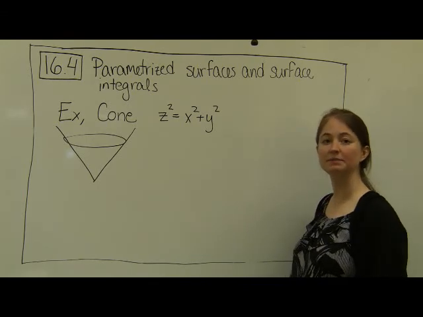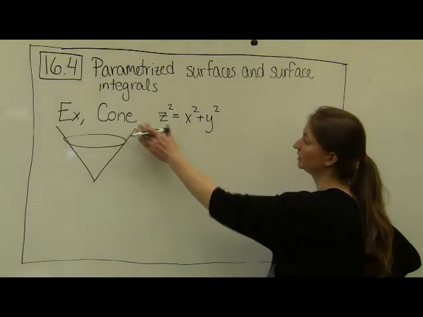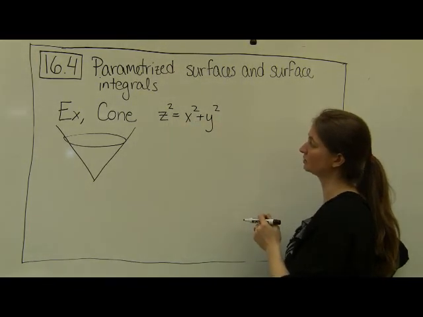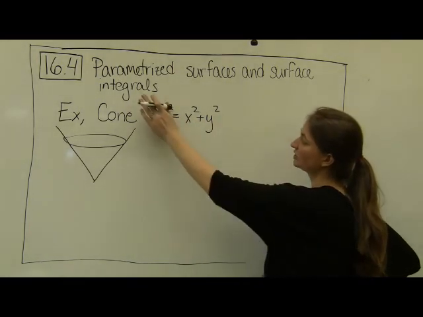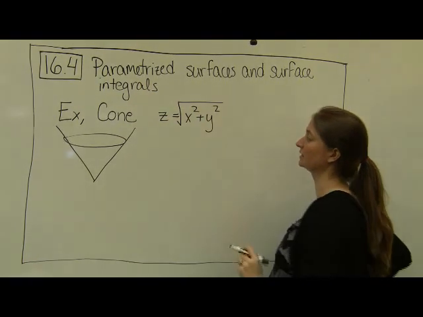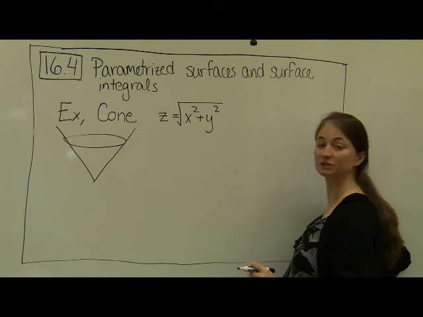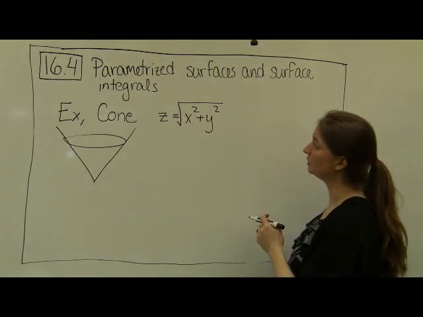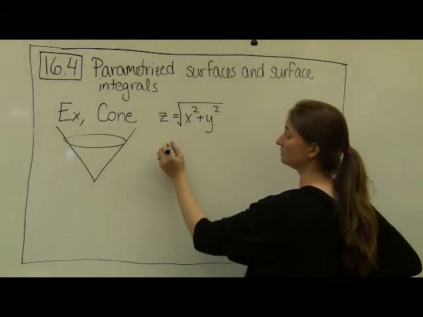So for our next example, let's consider this cone. Let's consider the cone where z squared is equal to x squared plus y squared. Alternately, I only want the positive part of it, so I could rewrite it like this: z is equal to the square root of x squared plus y squared. How do we want to parameterize this? Well, we can do the same magic trick that we did before.